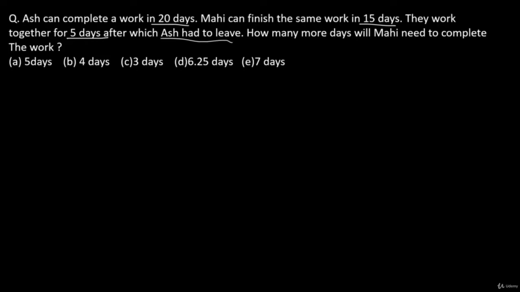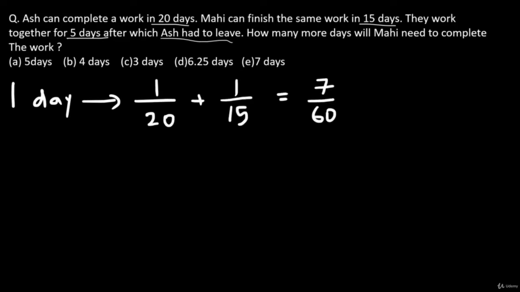Alright, we are back. I hope you have given it a try. Let's do it together. Now, when they work together, how much of the work will be completed in one day? That would be 1 by 20 plus 1 by 15, which is equal to 7 by 60, right? Ash takes 20 days. So in one day, Ash will complete 1 by 20 of the work. Similarly, Mahi takes 15 days. So in one day, Mahi will complete 1 by 15 of the work.